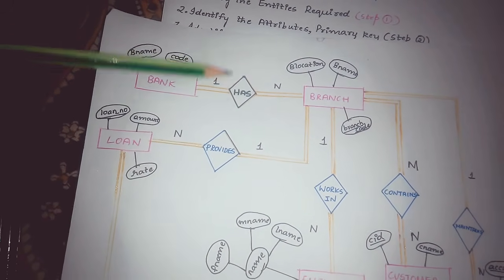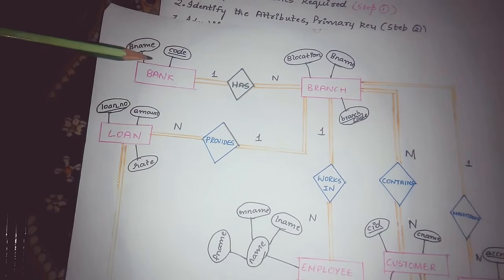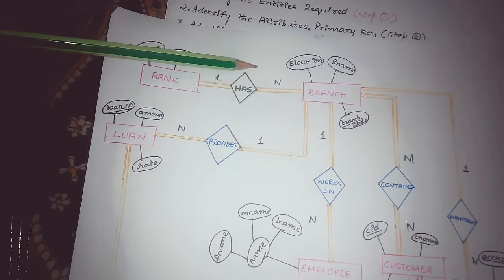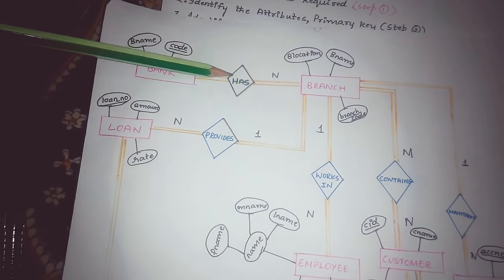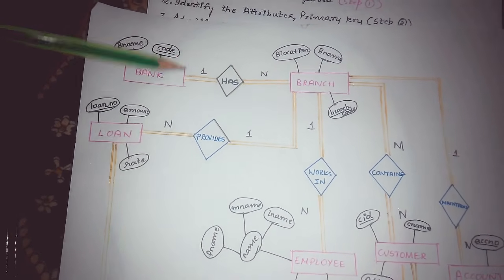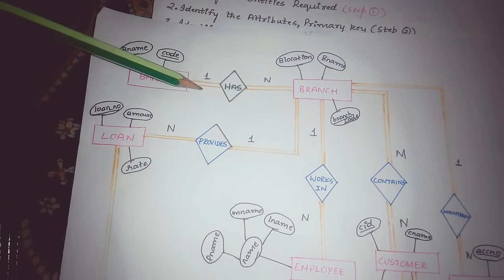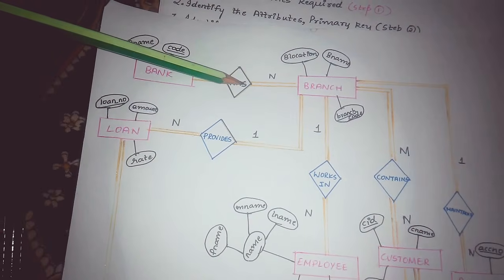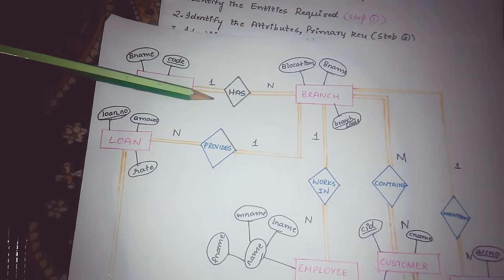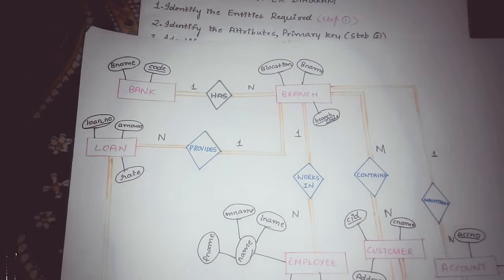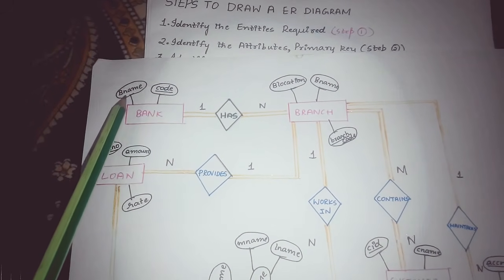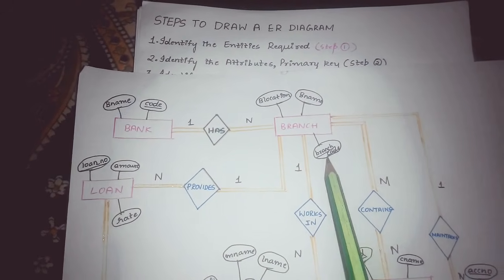So now how will this bank and branch participate in this has relationship? Yes, a bank has n number of branches, but a branch belongs to only one bank. So the ratio is 1:n. Now coming to participation. Bank participates totally in the has relationship, that a bank will have a branch and a branch will belong to a bank. So it is total participation for both the entities. Now here I have represented the primary key with the underline and the attributes, and here also the primary key.